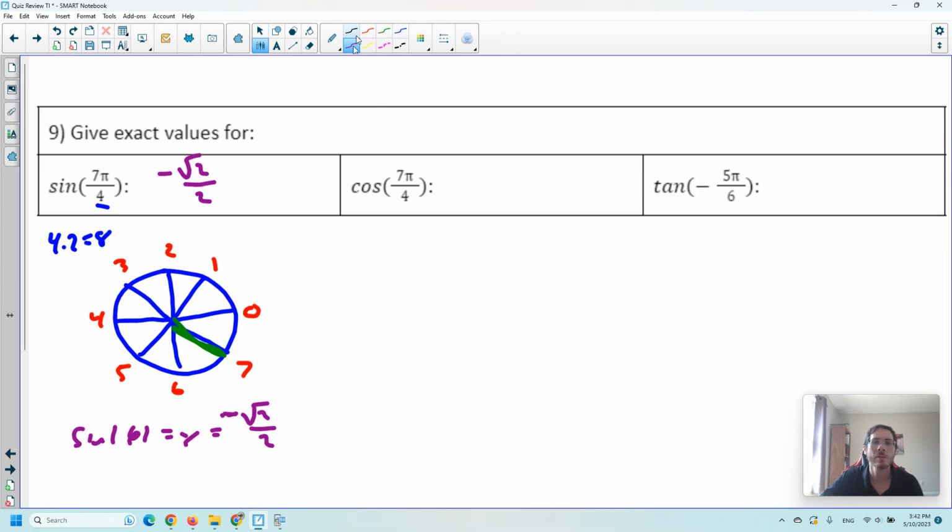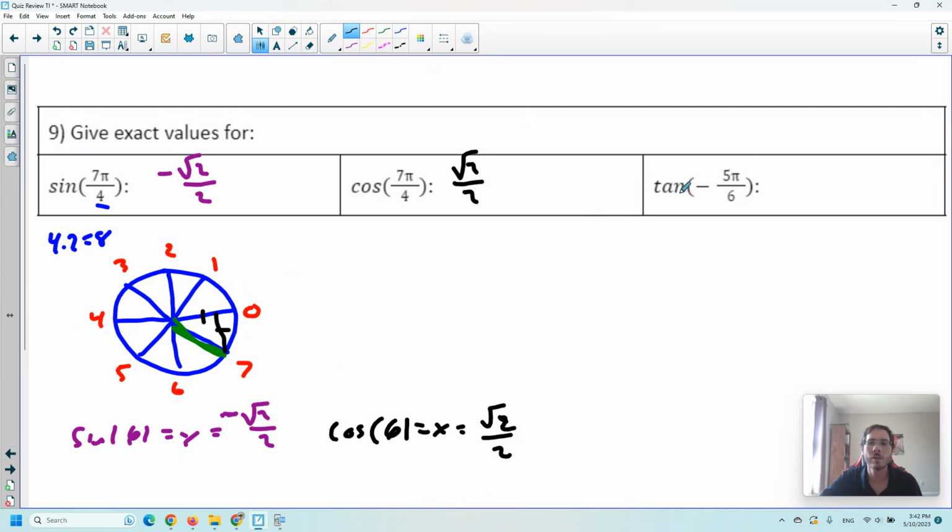If we do cosine of theta, that is x. And so our x coordinate, again, we could draw that triangle if we really wanted to, is the same as the y. So it's square root of 2 over 2. This time it's positive because we're going to the right.